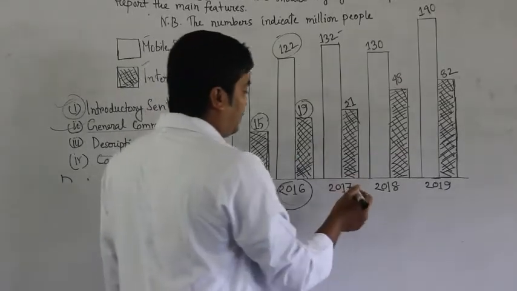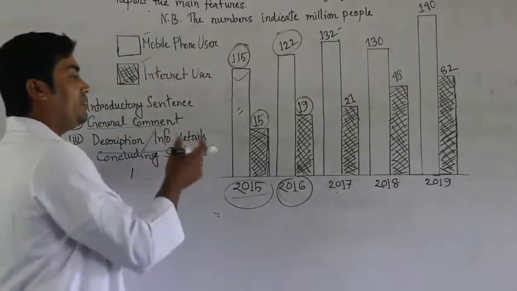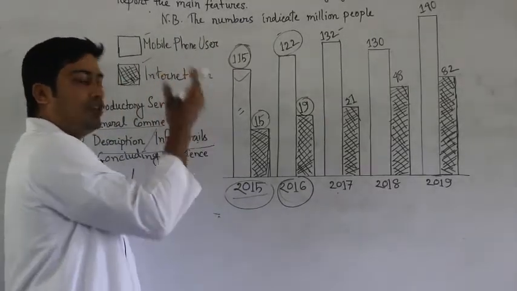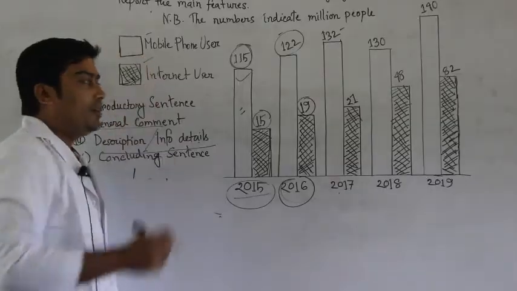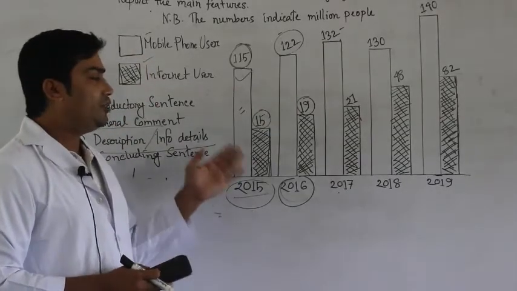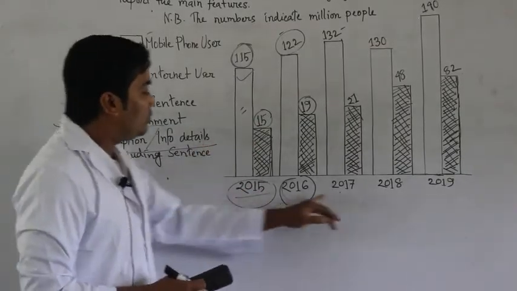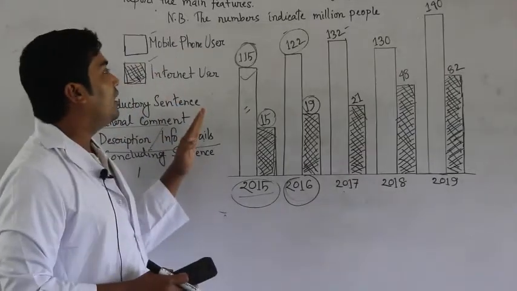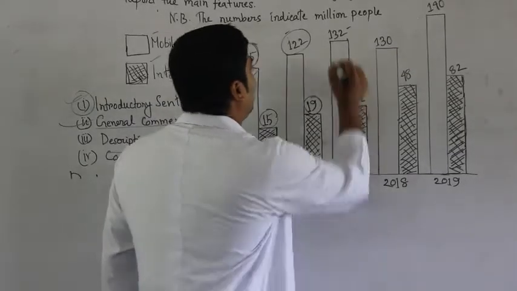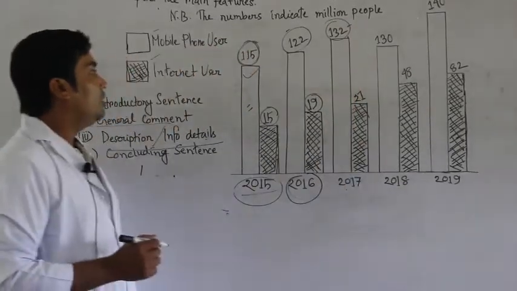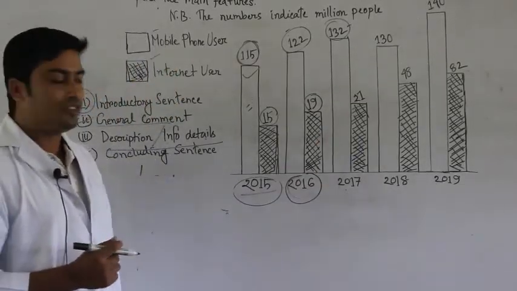After that, in the next year, we see this chart up to this 2017 is in an upward position. When something goes higher and higher, we say upward or ascending order. But when something decreases, then we say downward order or descending order. So up to 2017, it is in upward or ascending mode. So in 2017, 132 million people began to use mobile phones, and another 21 million people began to use the internet.